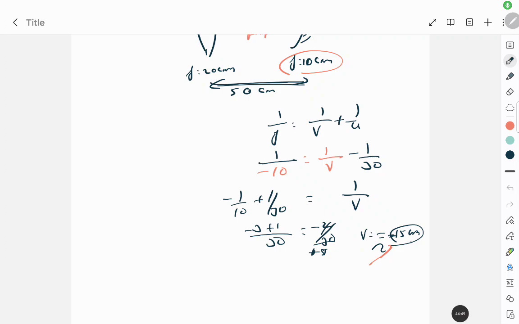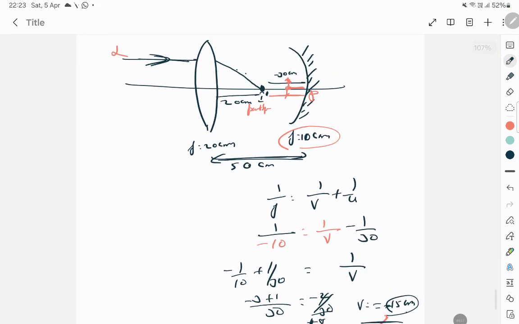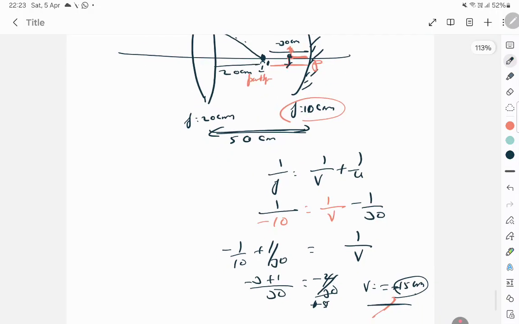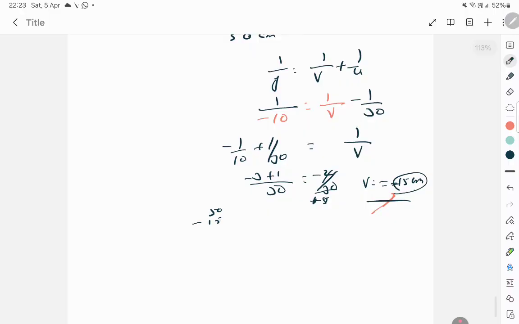So once you know that v is minus 15, you know the final image is obtained somewhere here. So from the lens, what will be the distance? It's 50 minus 15, so it will be 35 centimeter to the right of the lens. Okay, to the right of the lens. This is what I would do.